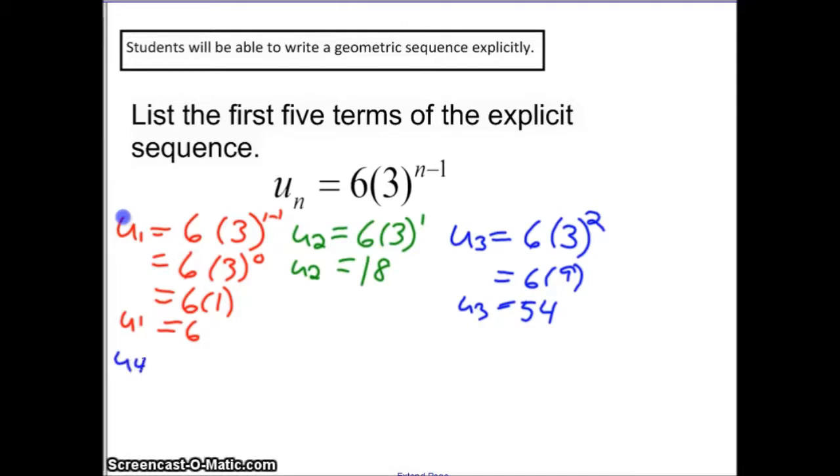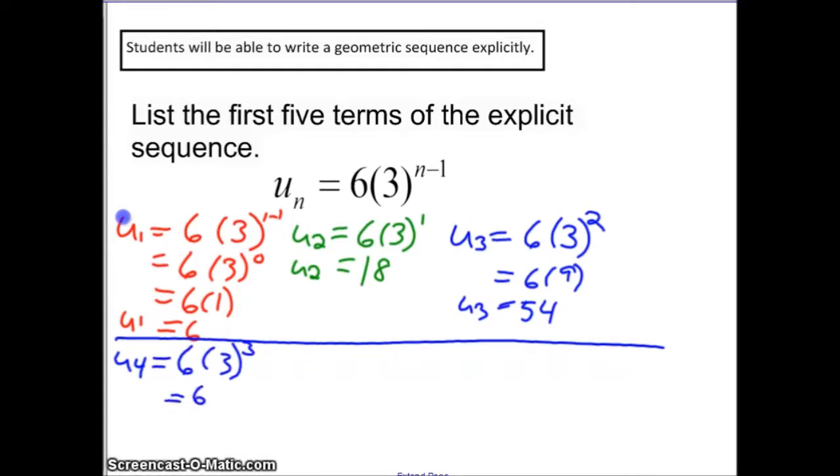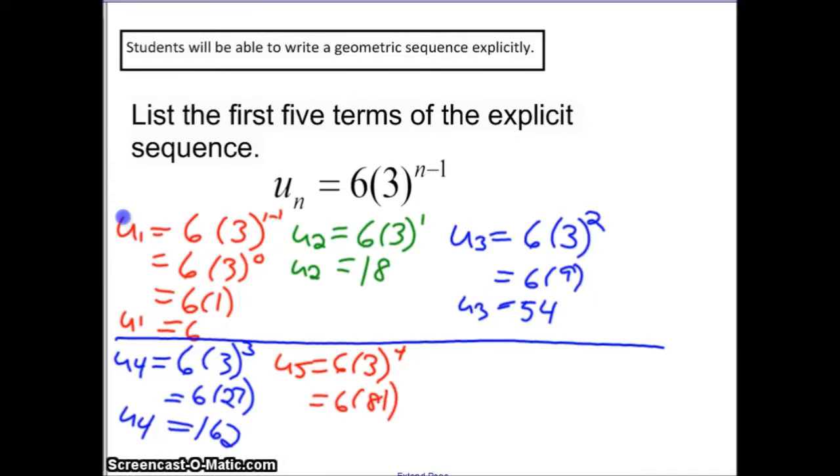To find my fourth term, I've got 6 times 3 to the power of 3. That's 6 times 27. I'm getting out the calculator. 6 times 27 is 162. And to find my fifth term, I've got 6 times 3 to the power of 4. 3 to the power of 4 is 81. And 6 times 81 is 486.